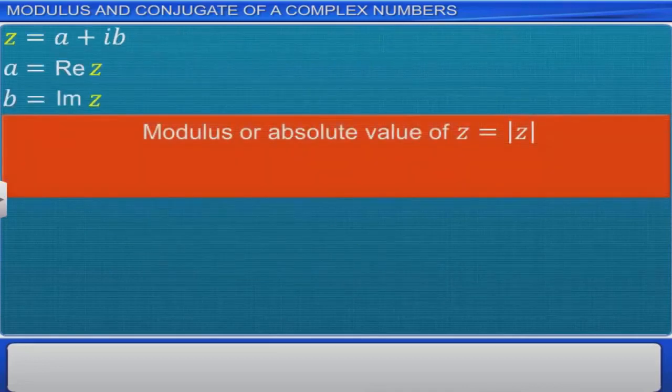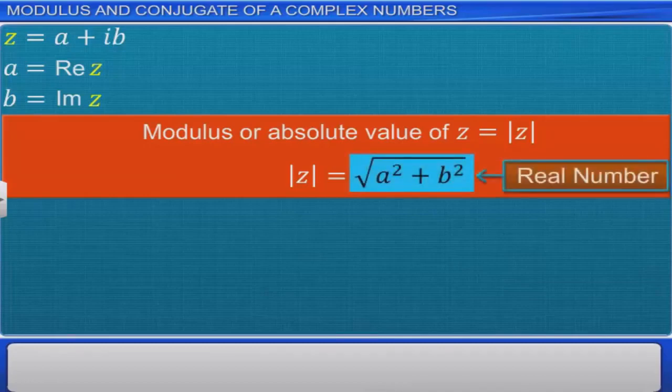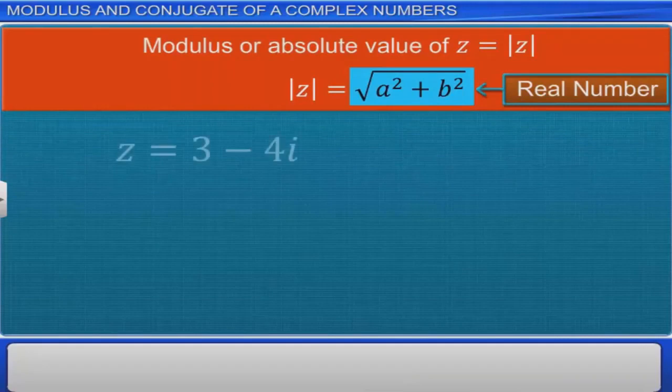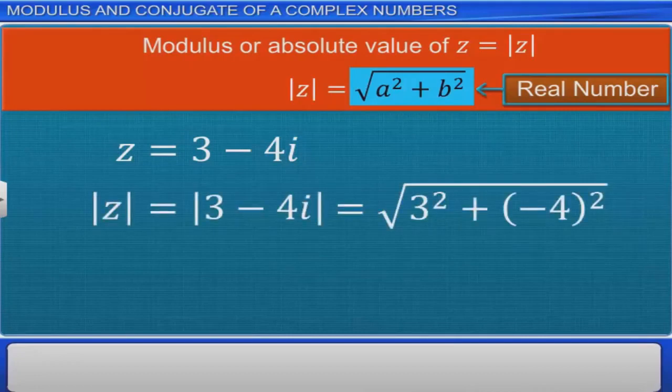The modulus of complex number z is its absolute value and is denoted as shown. It is defined as the positive square root of the sum of the squares of the real part and the imaginary part of z. Since a and b are real, the modulus of the complex number will also be real. Let's find the modulus of complex number z equal to 3 minus 4i. The modulus of the complex number is the square root of the sum of 3 squared and minus 4 whole squared. This is equal to 5.